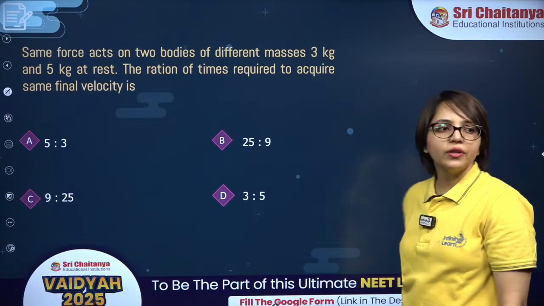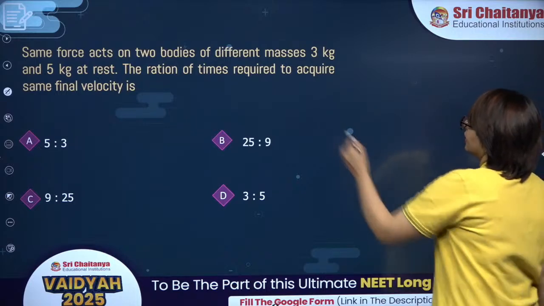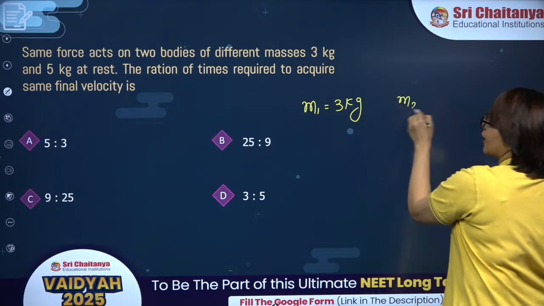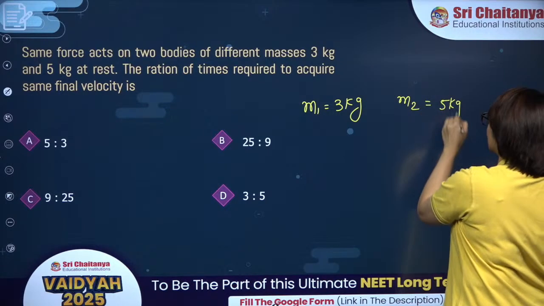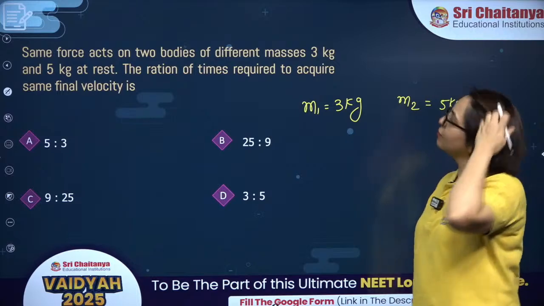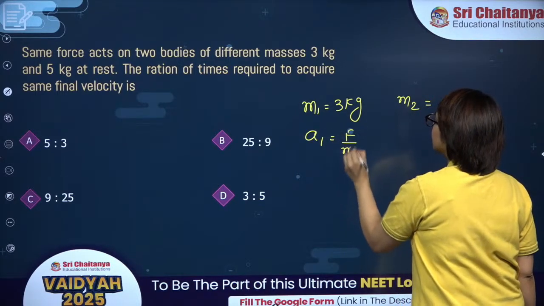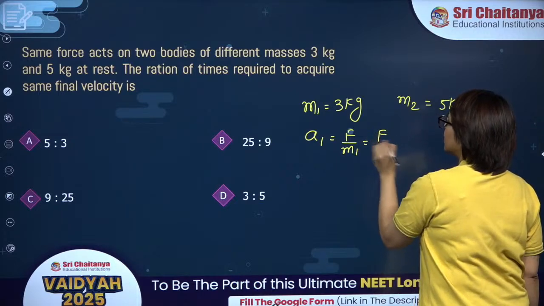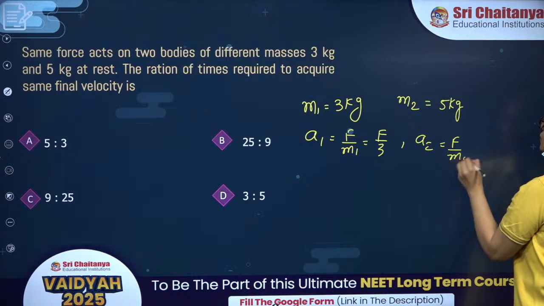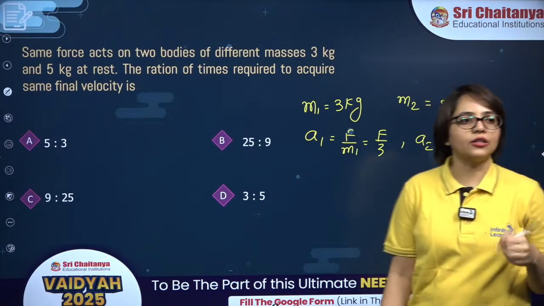The initial velocity of both these bodies is 0, right? Both are at rest. M1 is given as 3 kg and M2 is given as 5 kg. Now we are applying the same force over here. So the acceleration of the first body is F upon M1, which is F upon 3. The acceleration of the second body is F upon M2, which is F upon 5. We have a1 and a2.